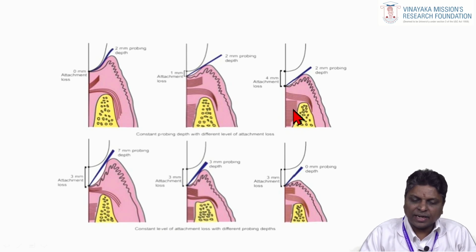The cemento-enamel junction gives the clinical attachment loss level. At the same time, there is the probing pocket depth, and especially recession and gingival enlargement, which is an overgrowth of gingiva, should be taken into consideration. This is a very important clinical tip I want to mention to you.